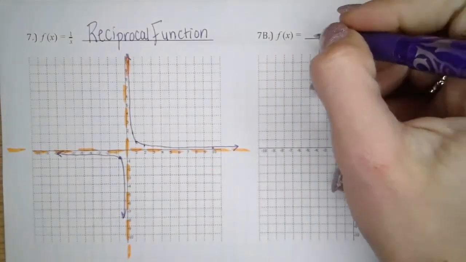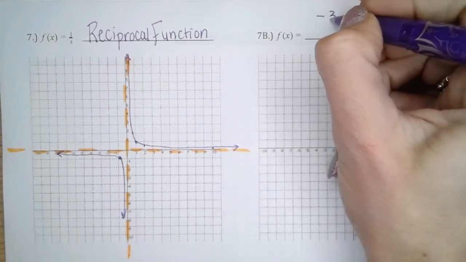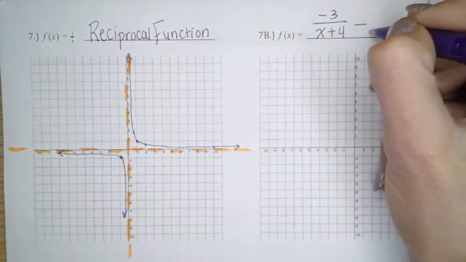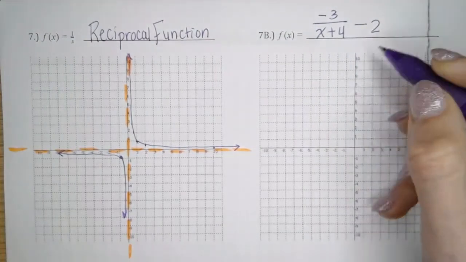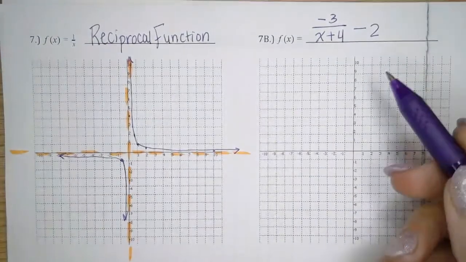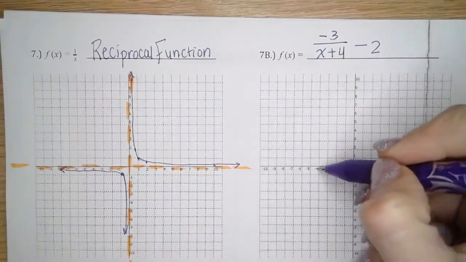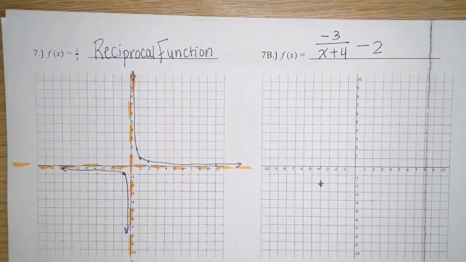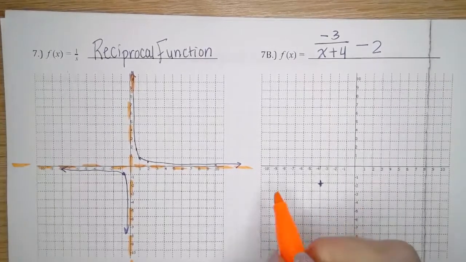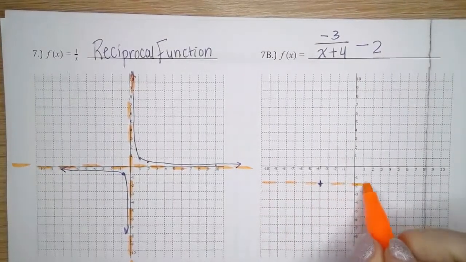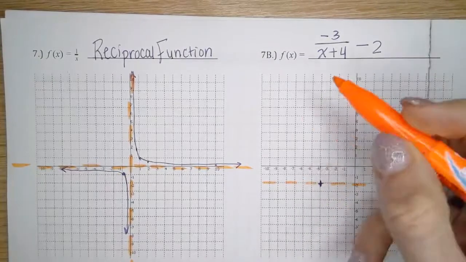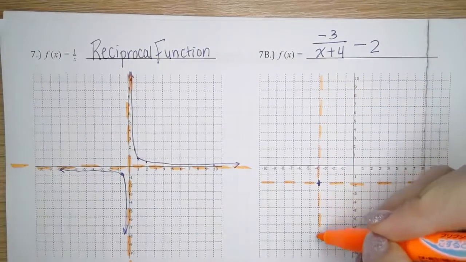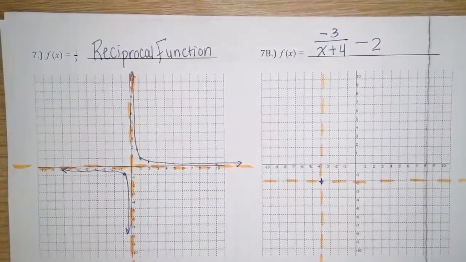So let's make up an example. What if we had negative 3 over x plus 4, minus 2? That is the transformation of that. Left 4, 1, 2, 3, 4, down 2. So right here where I put this little plus sign, that's sort of like a crosshair of where my 2 asymptotes are going to intersect one another. So I'm just going to draw my horizontal asymptote right there at y equals negative 2. And I have a vertical asymptote right over here at x equals negative 4.